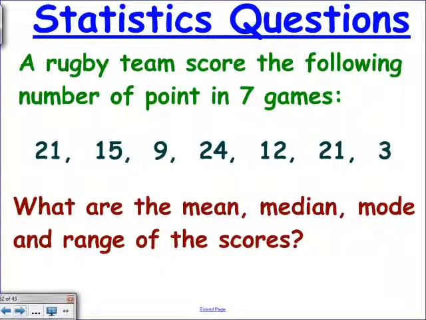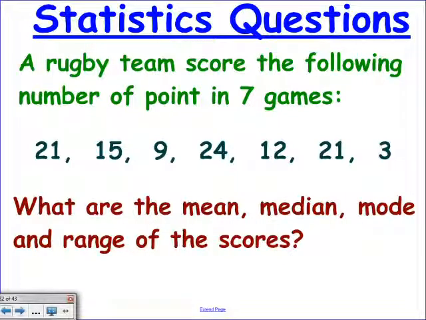There you go. This is a bog standard F grade mean, median, mode and range question. A rugby team scores the following number of points in 7 games. What are the mean, median, mode and range of that? So this is a noddy EF grade question. 4 parts, just checking your understanding of mean, median, mode and range.